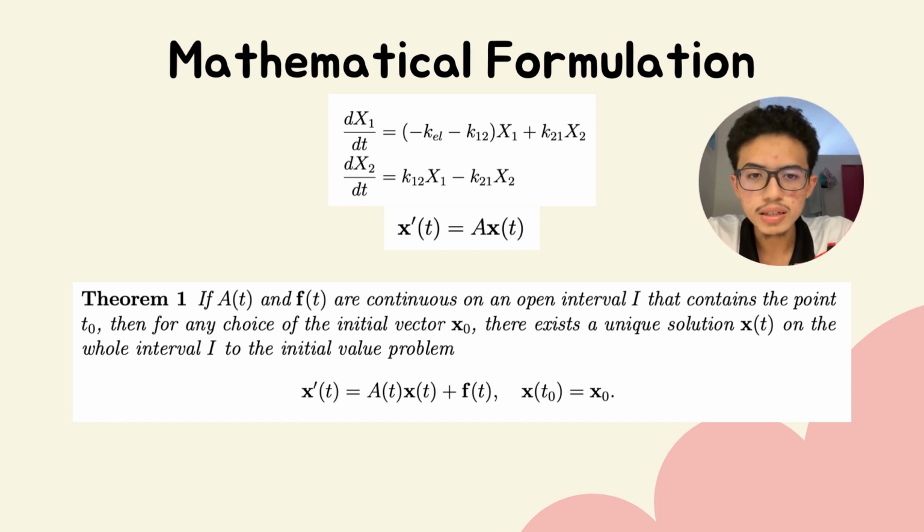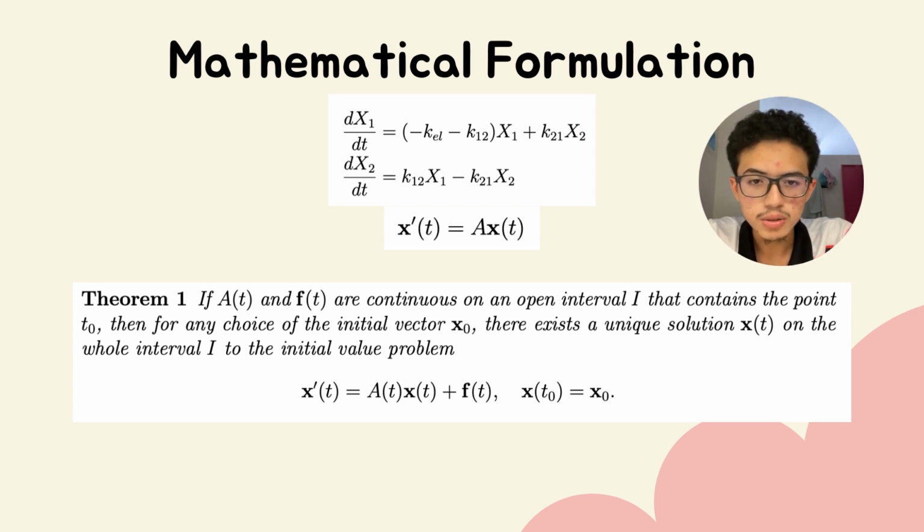Well, it's given by this theorem from the Nagle, Saff, and Snider textbook, Fundamentals of Differential Equations, and it states that if A(t) and f(t) are continuous on an open interval I that contains the point t naught, then for any choice of the initial vector x naught, there exists a unique solution x(t) on the whole interval I to the initial value problem x'(t) = A(t)x(t) + f(t).